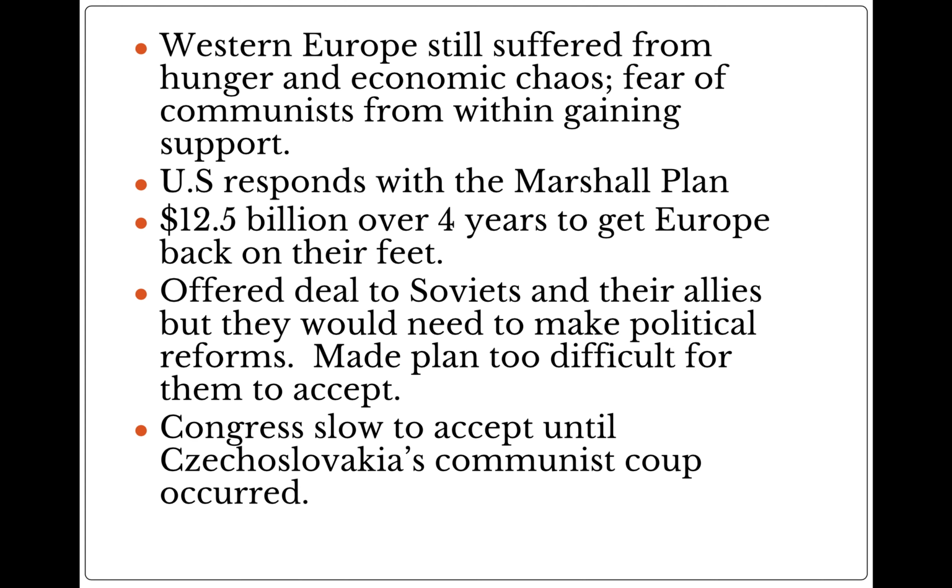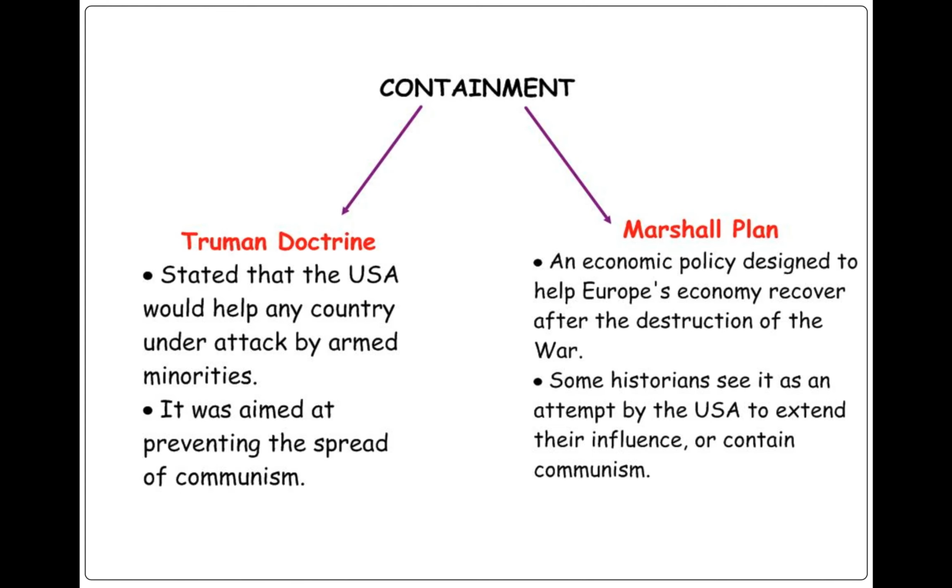Western Europe was still suffering from hunger and economic chaos. And again, there's a fear that because of this, the countries would fall to communism. So the U.S. responds with another plan, the Marshall Plan, which gave $12.5 billion over a 4-year time period to get Europe back on their feet. They offered the deal to the Soviets as well and their allies, but with the stipulation that those countries would make some political reforms, i.e. get rid of communism. But the plan was too difficult for them to accept. Congress was slow to accept until Czechoslovakia fell to communism.